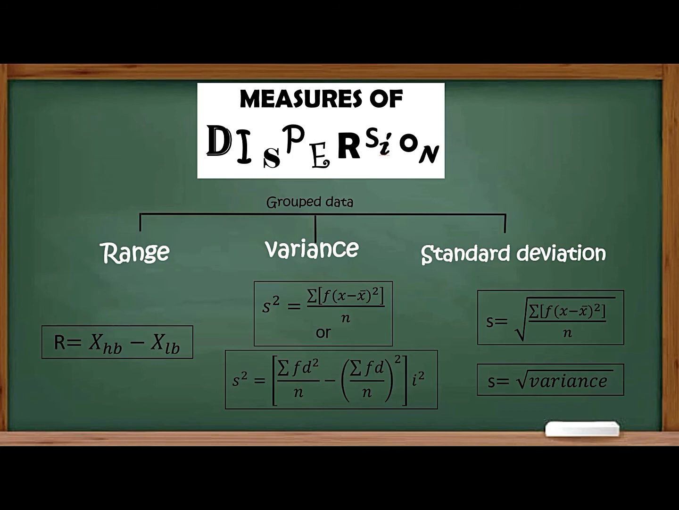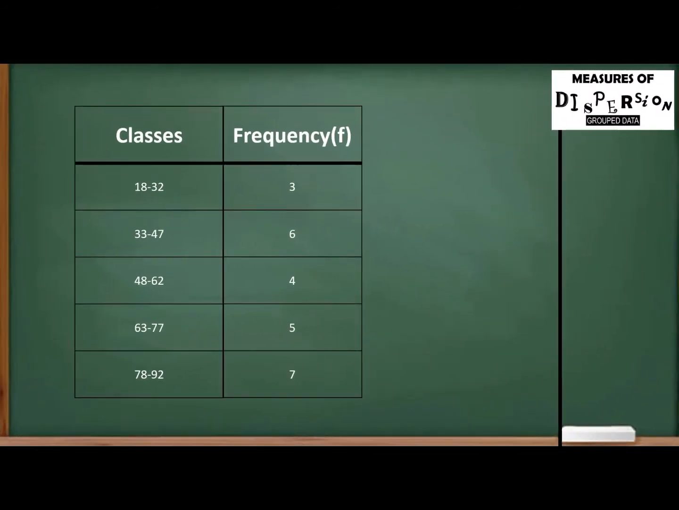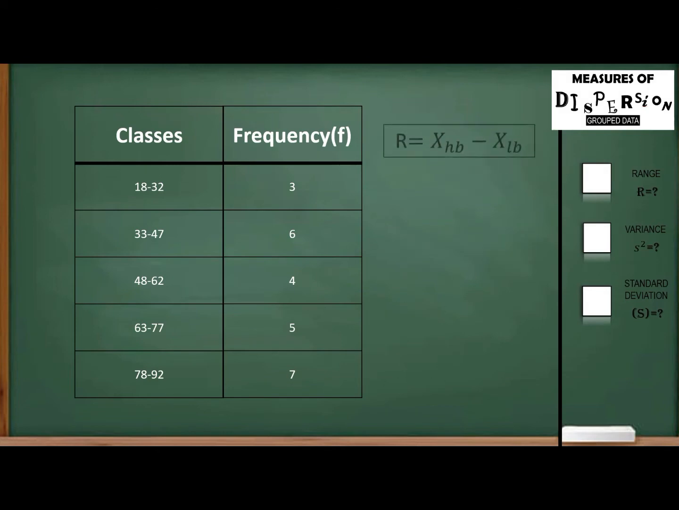In order to thoroughly understand everything about the measures of dispersion, try to analyze this set of data and calculate for its range, variance, and standard deviation using the given formulas. Suppose that this column is for the class distribution, and these are the frequencies. Let us first compute for the range of this data. To find the range, we have upper class boundary minus the lowest class boundary.